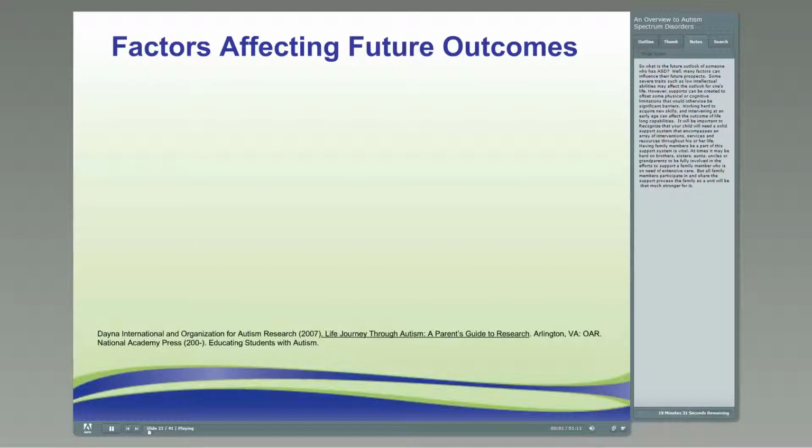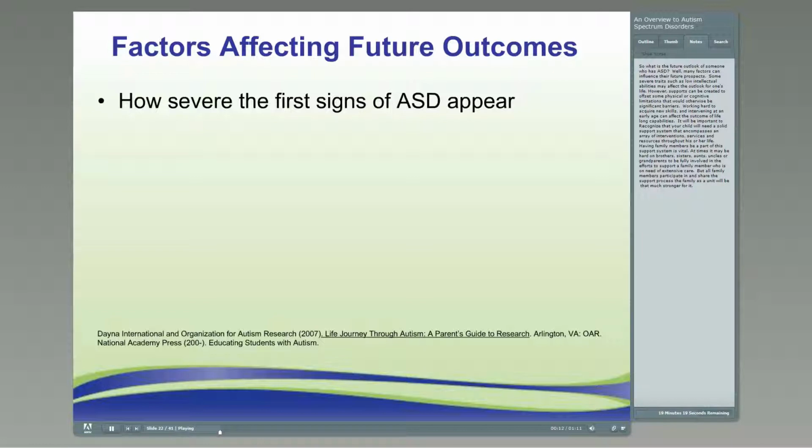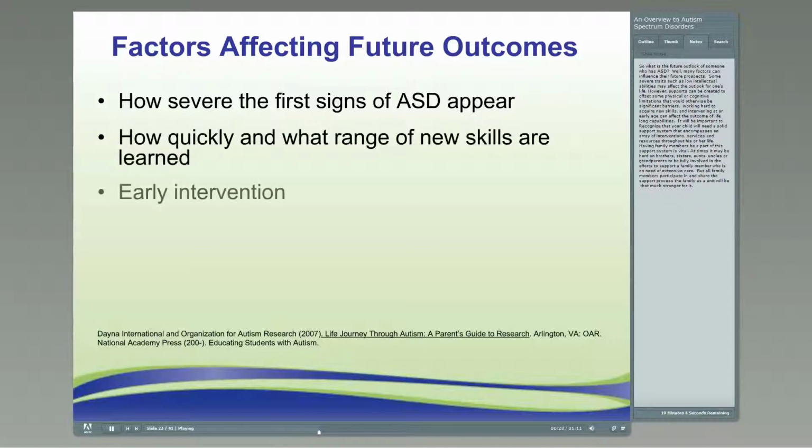So what does the future look like for someone who has autism spectrum disorders? Well, many factors can influence their prospects. Some severe traits, such as low intellectual abilities, may affect the outlook of one's life. However, supports can be created to offset some physical or cognitive limitations that would otherwise be significant barriers. Working hard to acquire new skills and intervening at an early age can affect the outcome of lifelong capabilities.